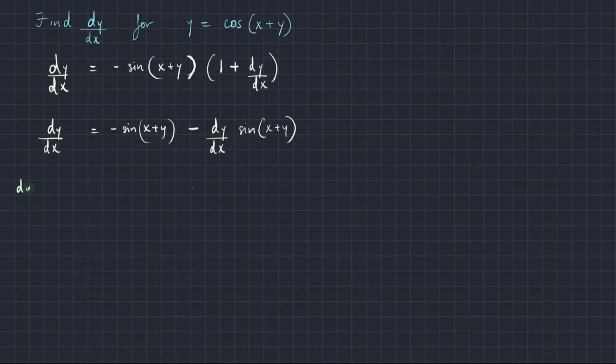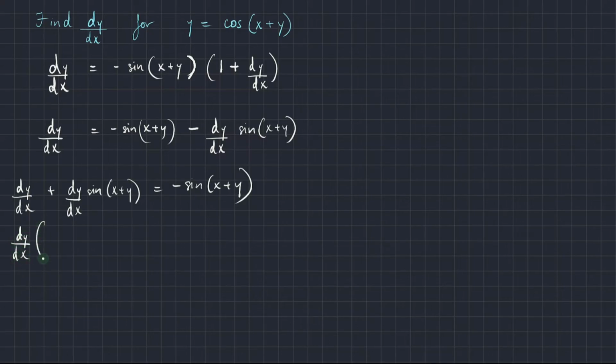We have dy/dx plus dy/dx times sin(x + y) equals, what remains on this side, simply -sin(x + y). Factoring out a dy/dx from both these terms, we get dy/dx times (1 + sin(x + y)) equals -sin(x + y). And finally, dividing both sides by 1 + sin(x + y), we have dy/dx.